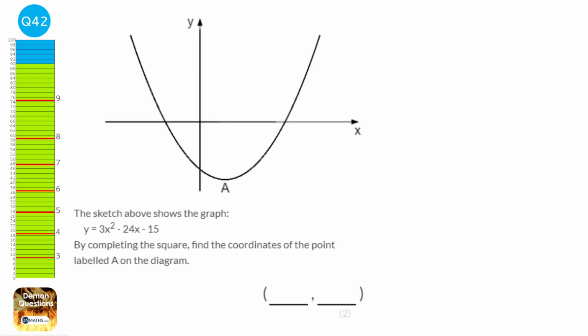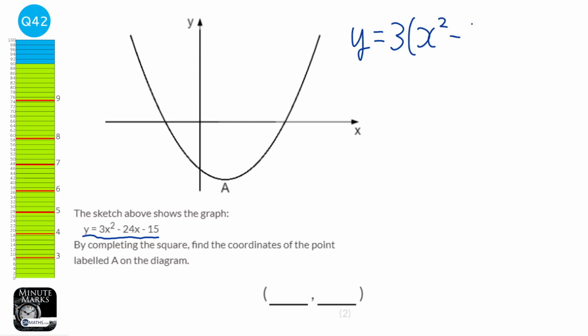So we're told to complete the square, so we're just going to get this equation here and just complete the square for it. So the first thing I'm going to do is remove the coefficient of the x squared. So we want just x squared and so on. So I'm just going to make a set of brackets, and we're going to factorise it out of the x squared and the minus 24x, so that would be minus 8x. Then we've got the take away 15.